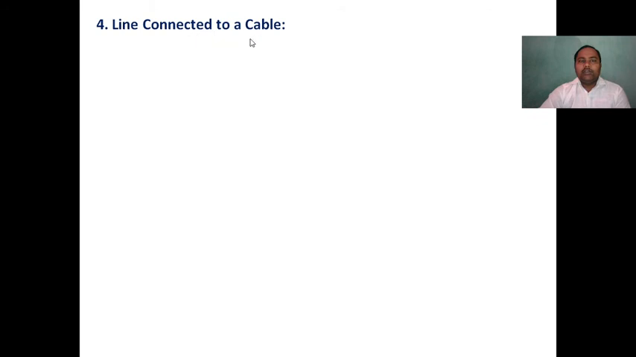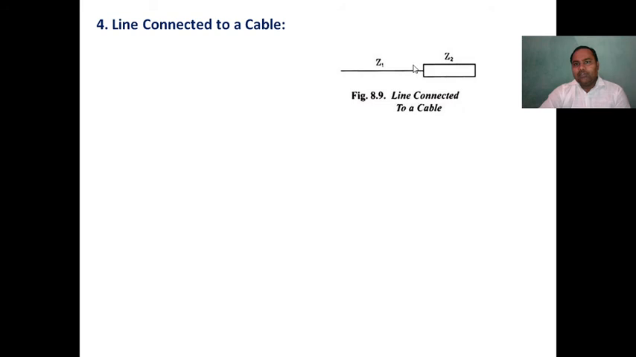Line connected to a cable. When the line is connected to a cable, what happens? If the line impedance is Z1 and the cable impedance is Z2, normally the line impedance varies from 400 to 600 ohms, and cable impedance varies from 40 to 60 ohms. Whenever the impedance changes at the junction point, from 400 to 40, what happens? The wave is partly transmitted through the cable, partly reflected back into the transmission line.